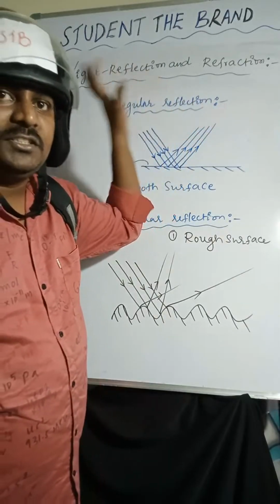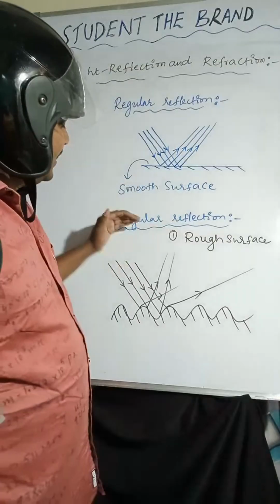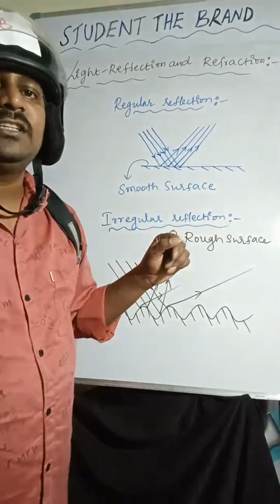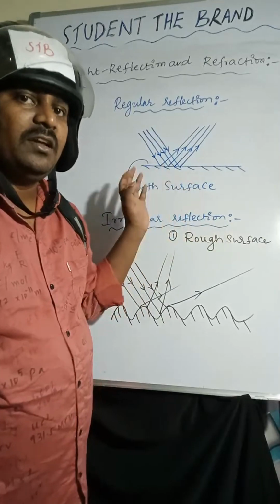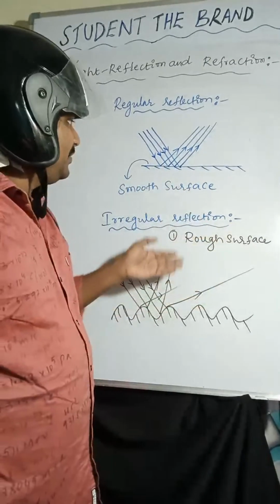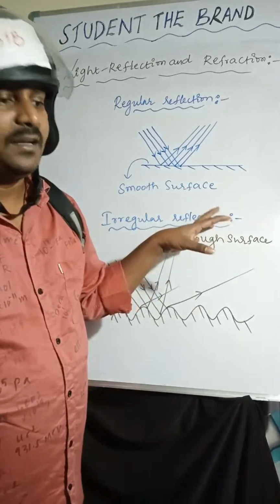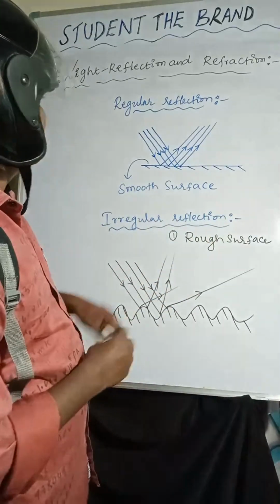This type of reflection is called regular reflection. Here, incident light rays are parallel, but reflected light rays are not parallel to each other. So this type of reflection is called irregular reflection. Irregular reflection takes place on rough surfaces. I hope it is very clear to you all, right?